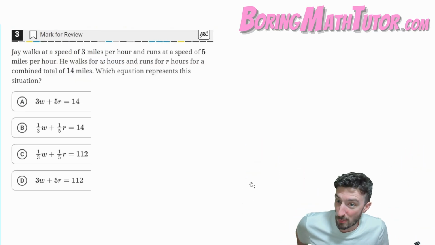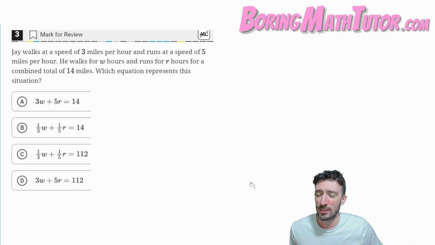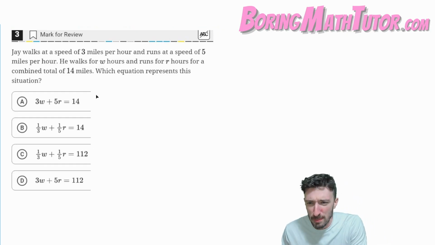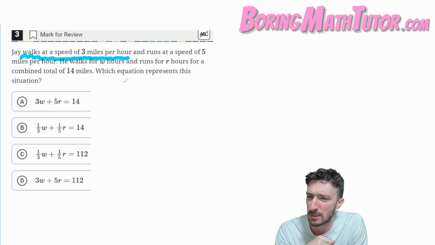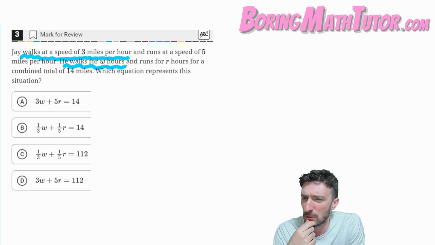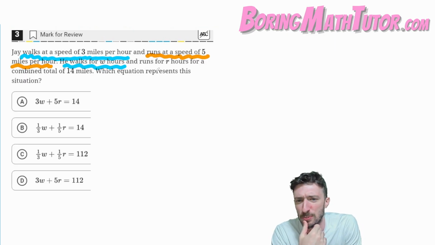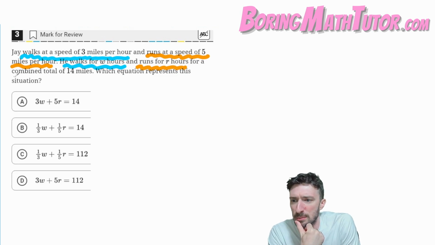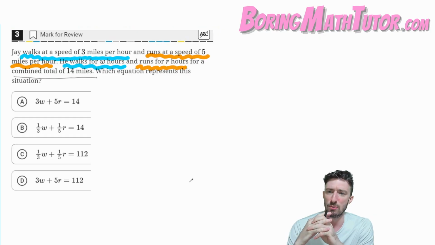We got our first word problem on the new SAT practice test. I'm scared. Jay walks at a speed of 3 miles per hour and runs at a speed of 5 miles per hour. He walks for W hours. Okay, you know what? My spider sense is telling me it's time for some underlining. He walks for 3 miles per hour and he walks for W hours. Okay. And he's running at a speed of 5 miles per hour, but then he runs for R hours, and it comes out to a total of 14 miles. Which equation represents the situation?